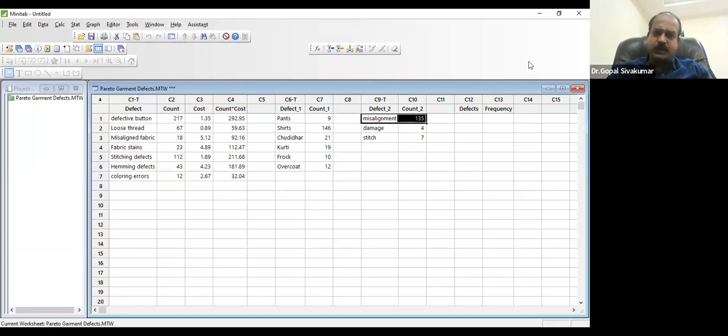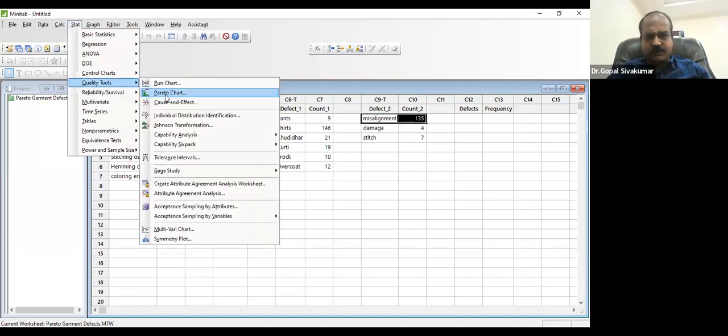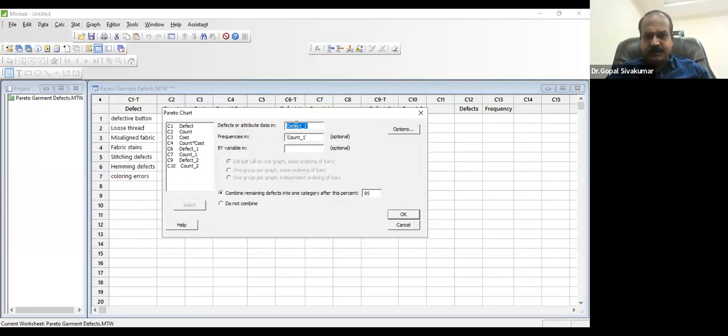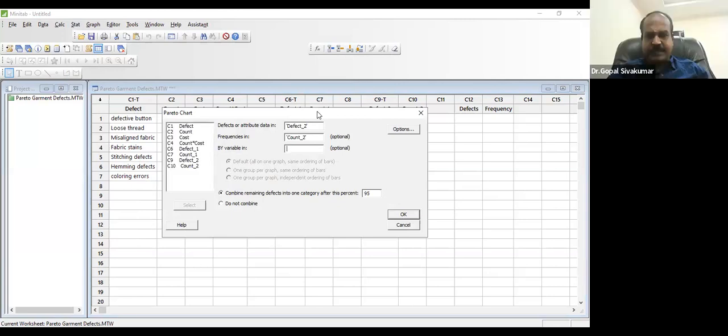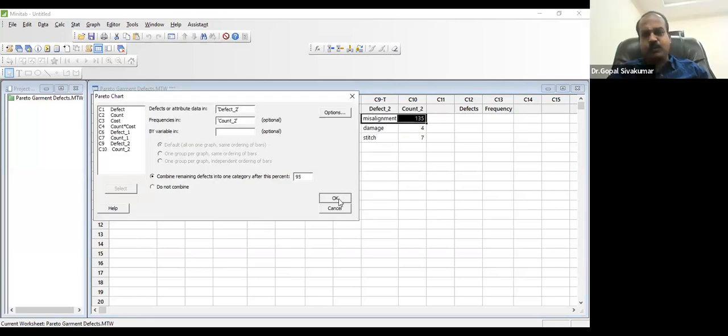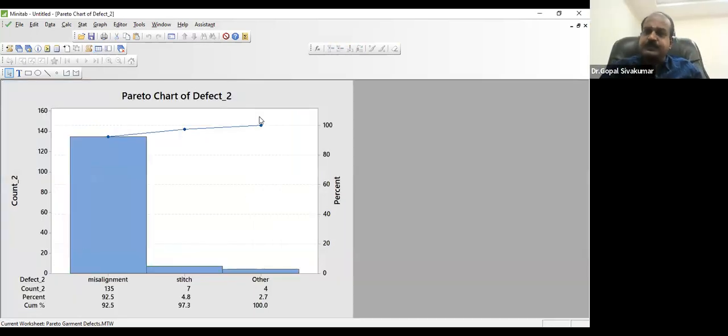So let us do a stratification for the next level. Stat, quality tools, Pareto. This time the information is available in column number 9. Count is available in column number 10. Now this is the project now.